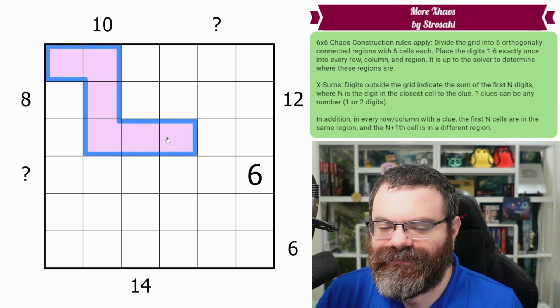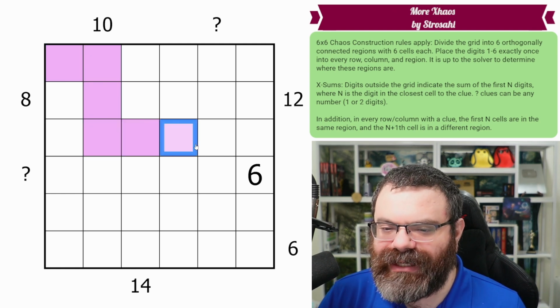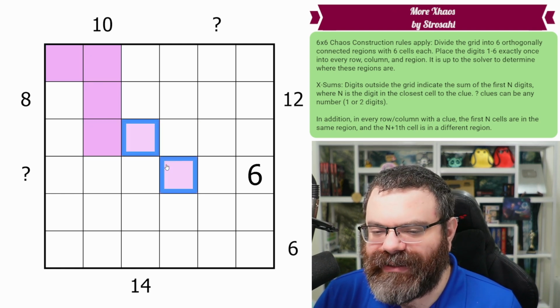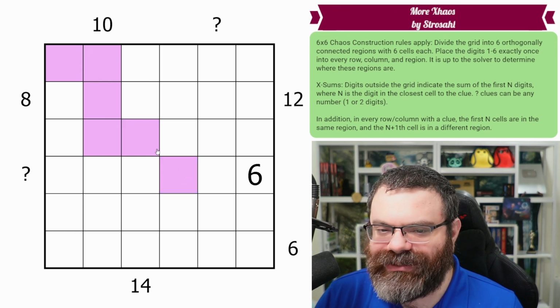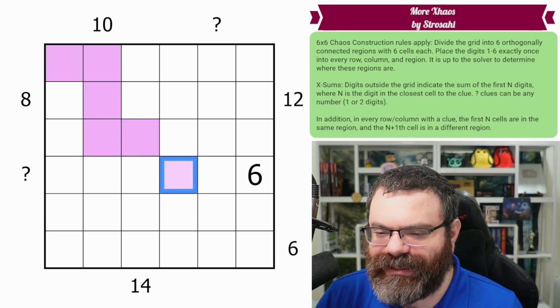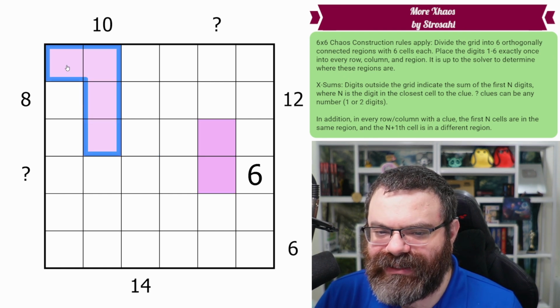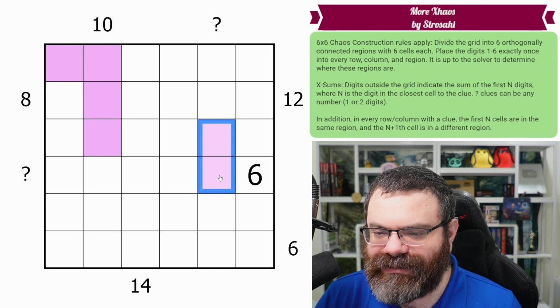Now, the regions have to be fully connected by edges. So they cannot be connected diagonally. So these are technically connected by the diagonal, but they have to be connected by edges to count for a region. So we can't do something like this. We can't do something like this. We also can't do something like this, even though these are connected and these are connected. We're not fully connected. This blob is not connected to this blob.